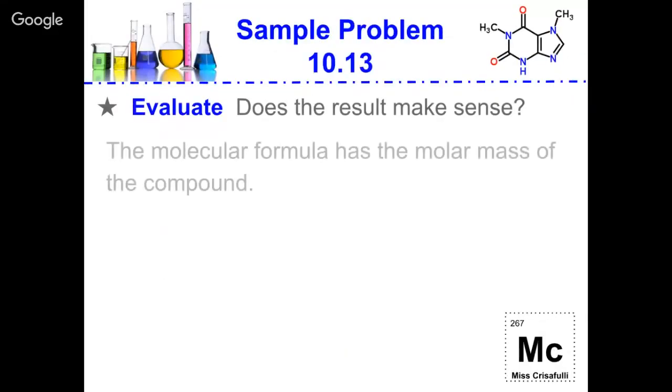And how do we know that we did this right? Well, if you determine what the molar mass is, you would get about 60, and that's how you know it is correct.